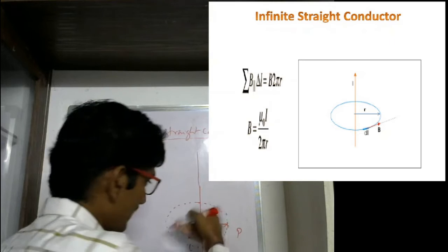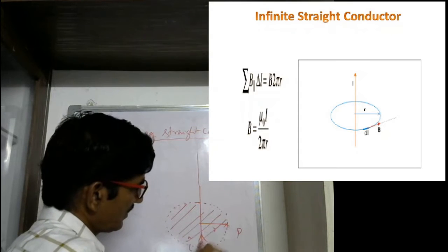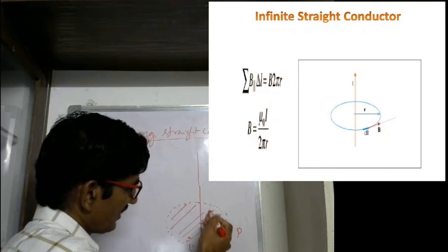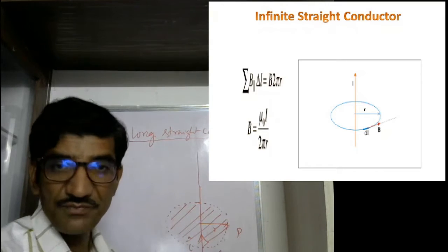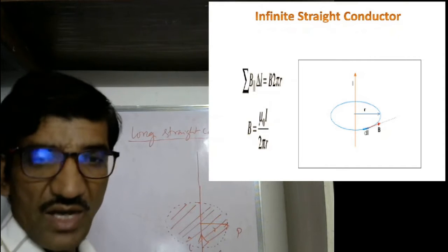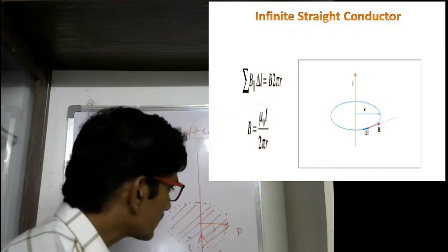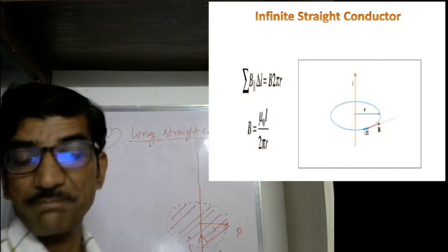Okay, you can easily see, this is your surface. This is the surface made by this dotted curve. So how much current is linked with the surface? Small I current. Now, what about the direction of the magnetic field at P?